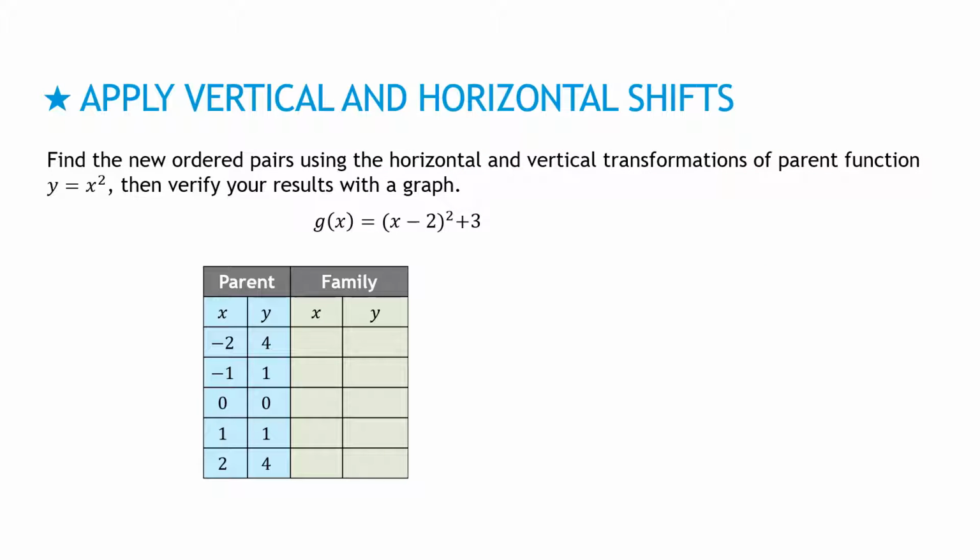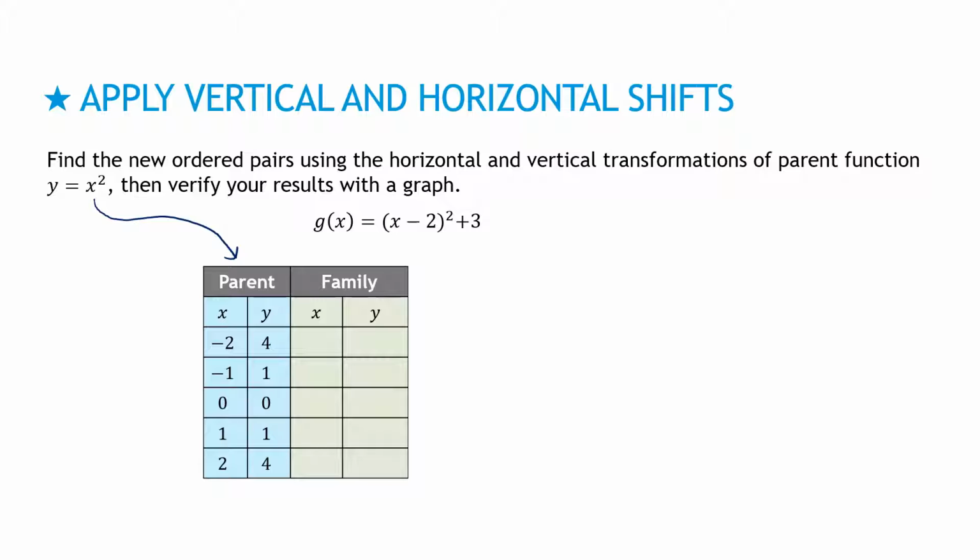So here's the last one for you to try. And again, the parent function is obviously y equals x squared. I know that because I've got a squared here. So I want you to determine what's h, what's k, how is that going to change my existing x and y values from my parent function, which I got by just making up some points from there. So press pause, try this question, verify your results with a graph, and then press play to see how you did.